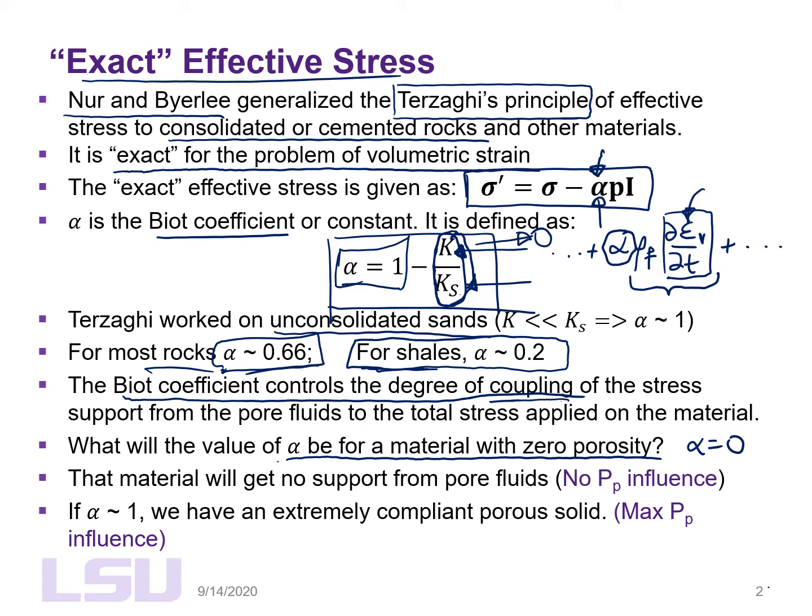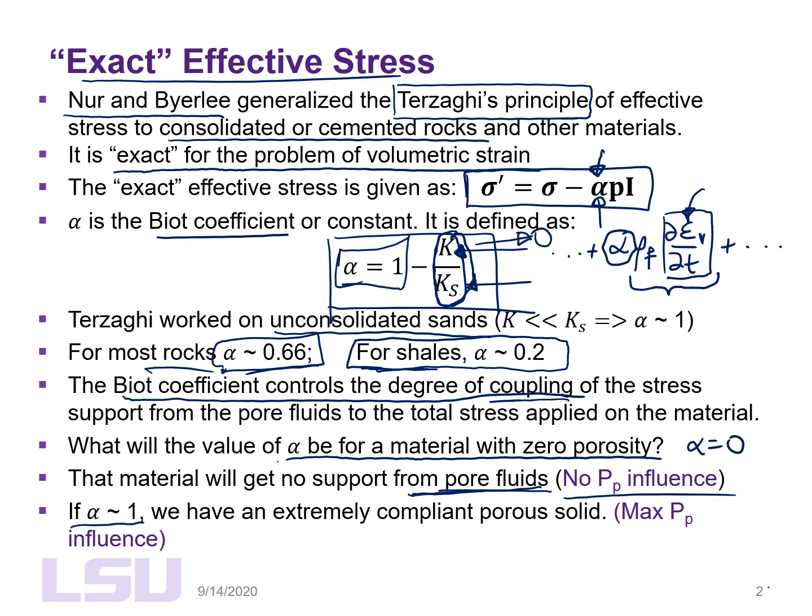And that kind of material will be like metal that has no pore structure. And there's no concept of effective stress because you just have total stress. So you'll be applying Hooke's law directly on the total stress. There will be no pore fluids. That material will not get the stress partitioned into the pore fluids and the matrix. All you have is matrix. So there will be no pore pressure influence.